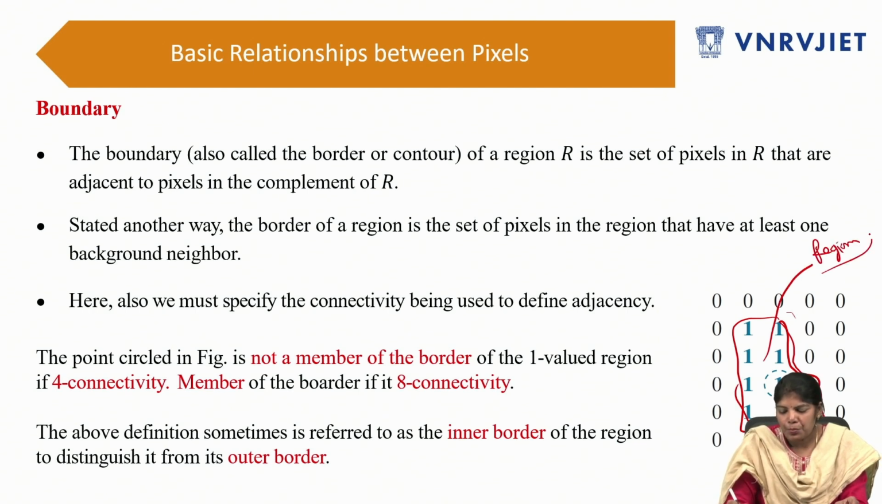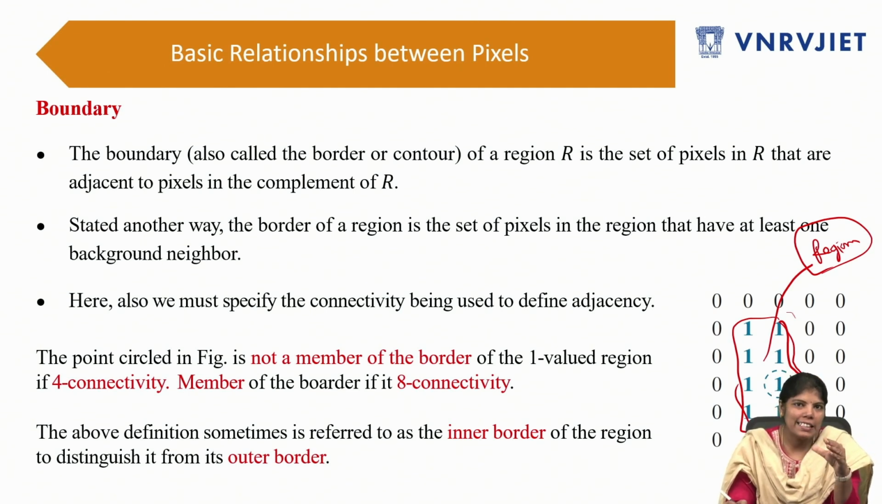Okay, so these are some definitions of the image. The image consists of boundaries, the image consists of regions, how these regions are connected, and how the pixels are adjacent to each other. So what is the relationship that exists between each and every pixel? Okay, so this is about the boundary of the image.